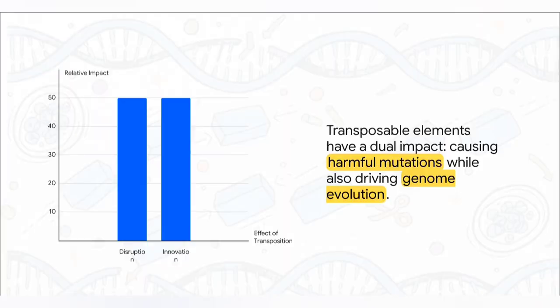On one side, if a jumping gene lands right in the middle of an important gene, it can cause a harmful mutation and completely disrupt how a cell works. But on the flip side, all this constant shuffling of the genetic deck is an incredibly powerful engine for evolution. It creates new genetic variations, the very raw material that drives innovation and allows life to adapt.